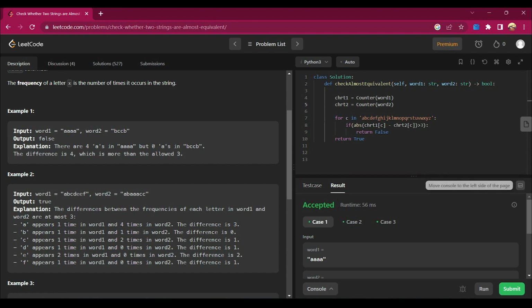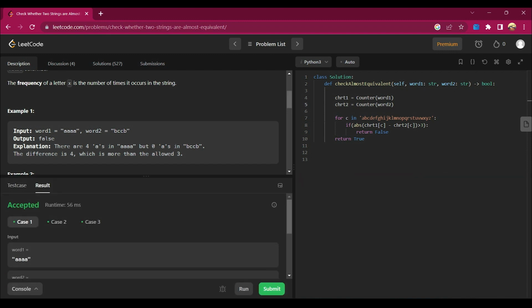So guys, let me explain to you what we have done in brief. First of all, we have created two counters, count 1 and count 2, and that will be giving us the number of frequencies of each and every character occurring in word 1 and word 2 respectively. And then moving further, we have created a loop in which we will be checking c, and c would be every possibility of the characters in our alphabet, in our English letters, that would be a b c d e f g h i j k l m n o p q r s t u v w x y z. So c is all the possibilities in this.